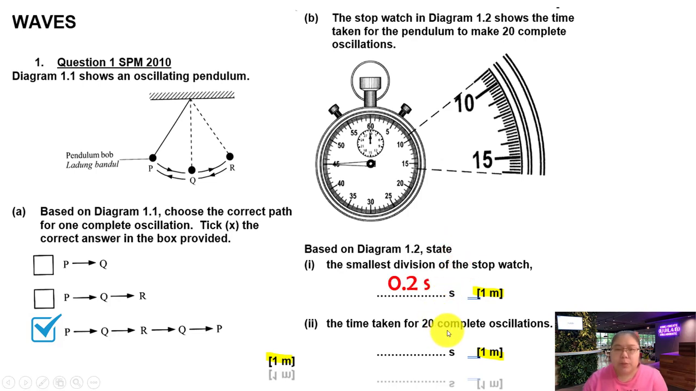Okay, time taken for 20 complete oscillations. So we will see the whole stopwatch. It stops at 45 already. So this one should be 45.0, because this one can read until 1 decimal point. So we just put 45.0.